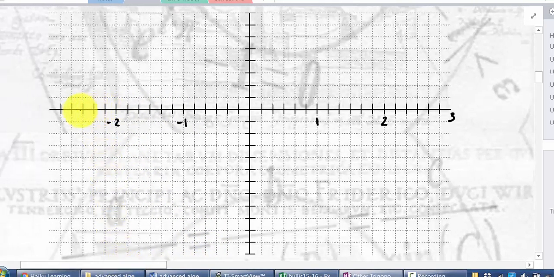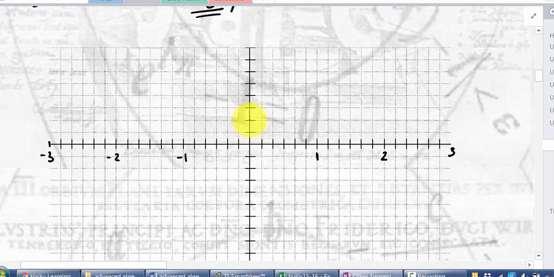So here we go. 1, 2, 3, 4, 5, 6. That's 1. 1, 2, 3, 4, 5, 6. That's 2. 1, 2, 3, 4, 5, 6. And that's 3. Then -1, -2, and -3 on the other side. And I said 1 tick mark on the y scale. I don't want to put 1 everywhere. Here we go. That's plenty. I understand perfectly what's going on. That was easy.